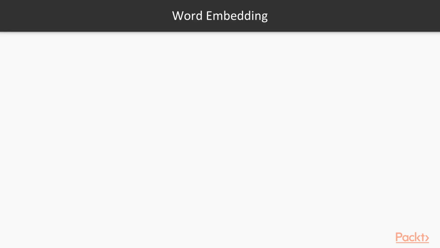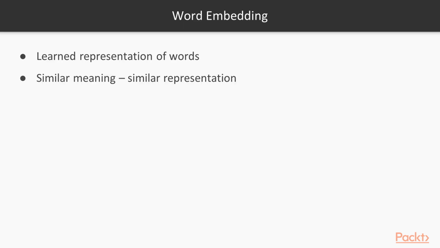So what are word embeddings? Word embeddings are learned representations which stem from the fact that similar words should have similar representation. They are dense, low-dimensional representations of data which can be fed into neural networks, which produces faster and better results in comparison to one-hot encoded vector representations.